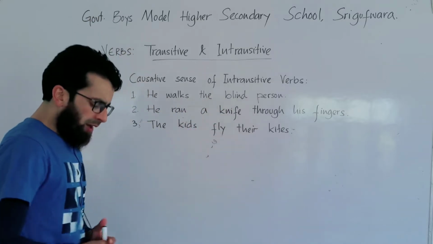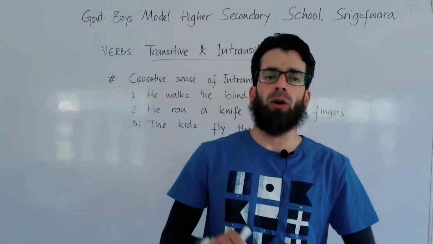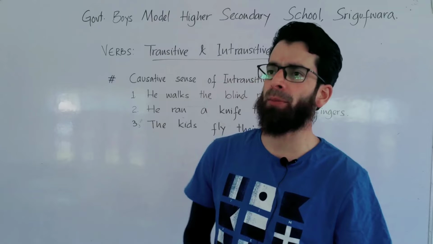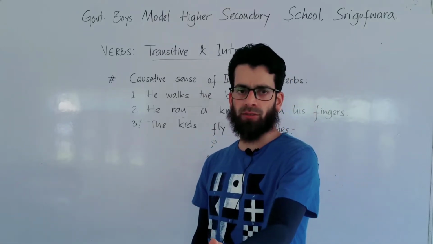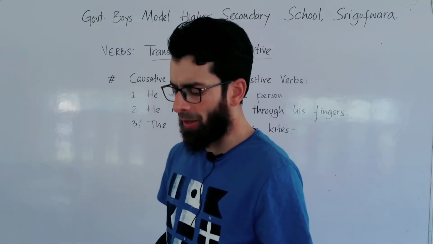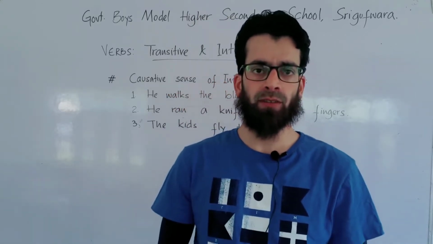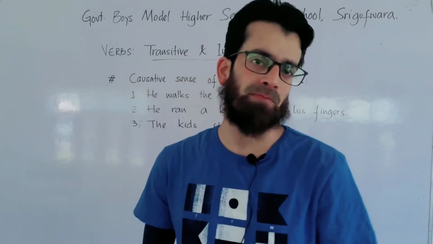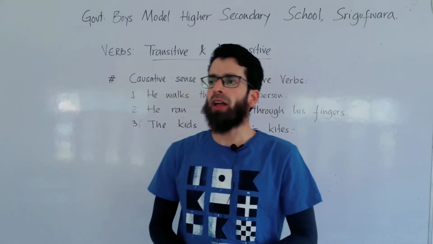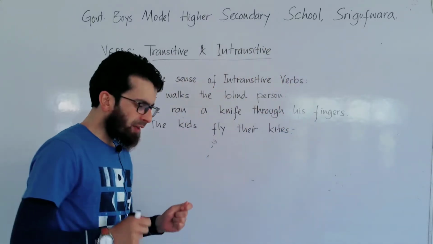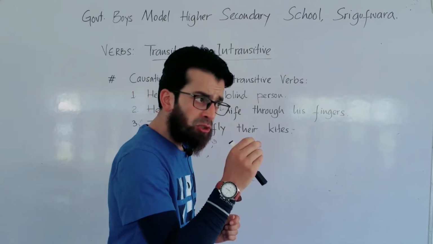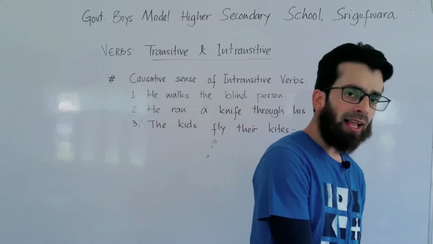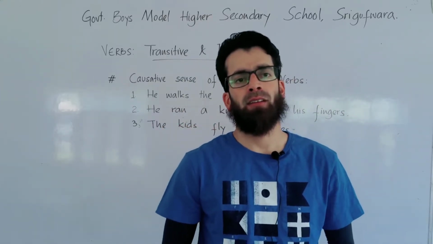Now the verb walk itself is an intransitive verb. For example, I walk on the road. The moment I stop, my process, my action of walking comes to a halt. Okay, that's it. So if I say I ran down the street, and once I come to a halt, my process of running is over.